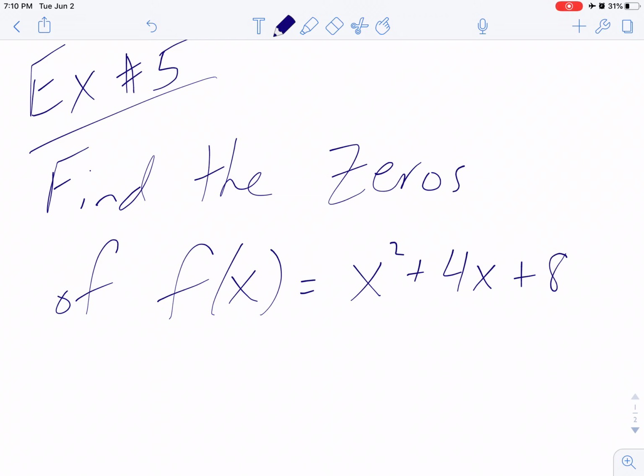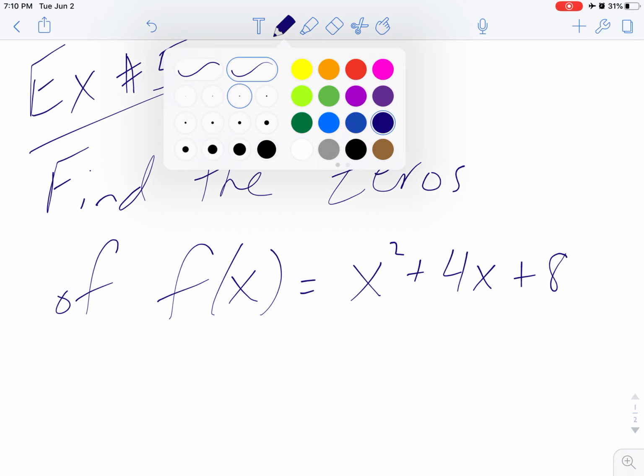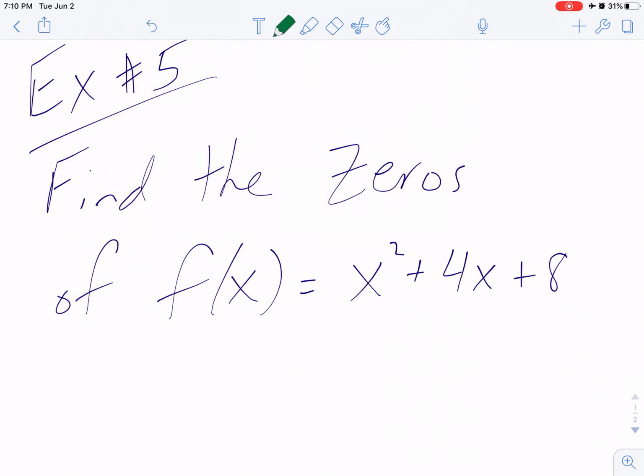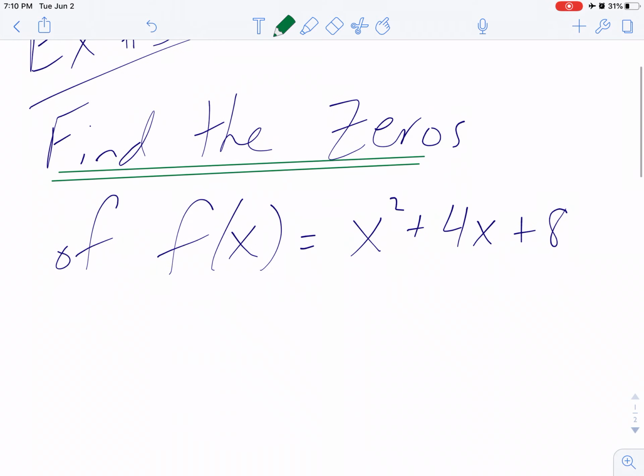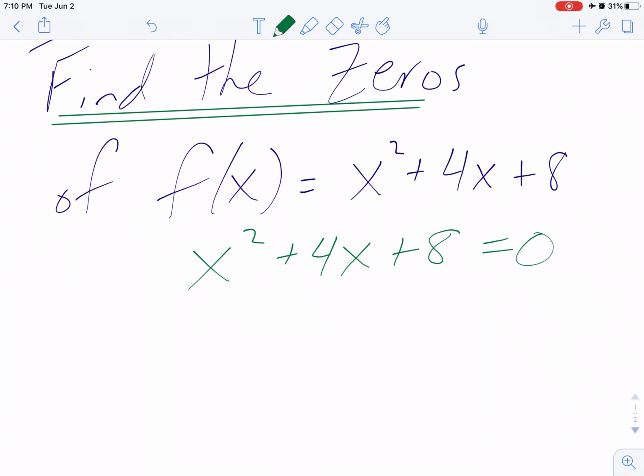Well, for example number 5 here, I changed the instructions a little bit. I'm not just saying solve it, I'm saying find the zeros of this function. But I'd like to remind you that really it's the same thing as solving an equation. Finding the zeros happens when you set the function equal to 0 and solve, okay?